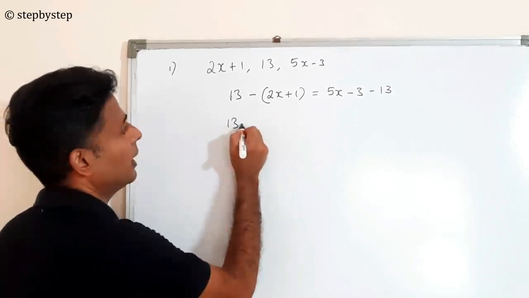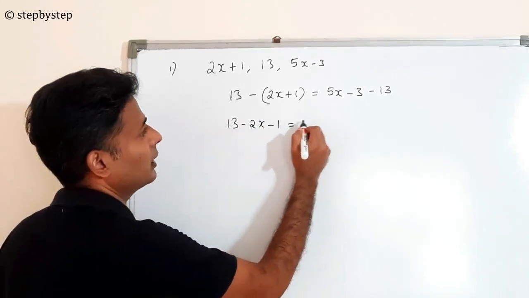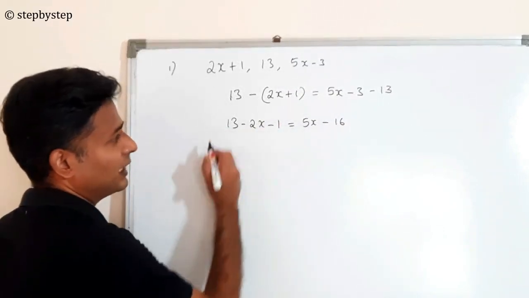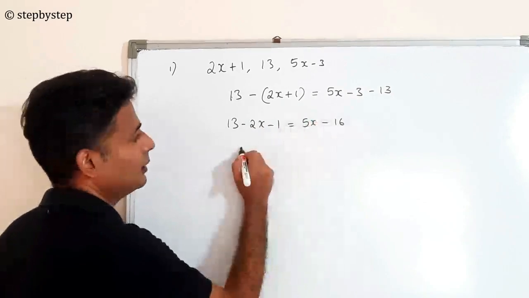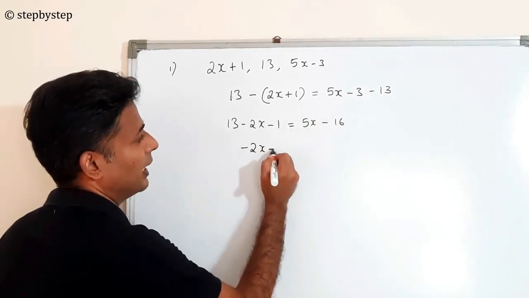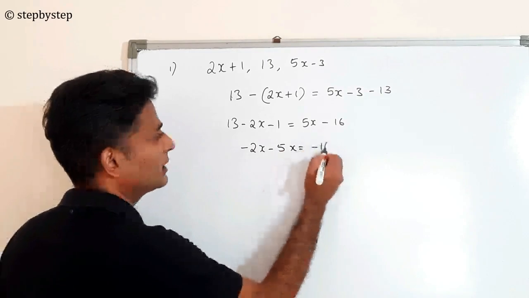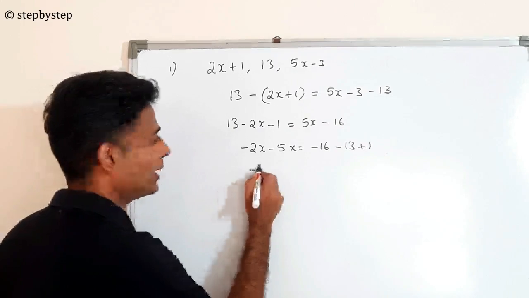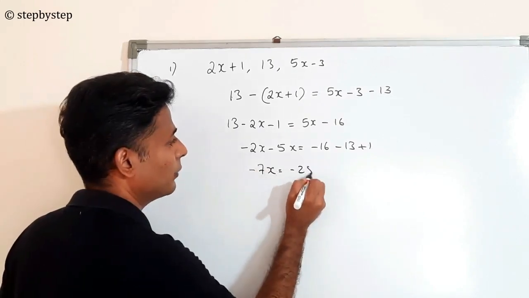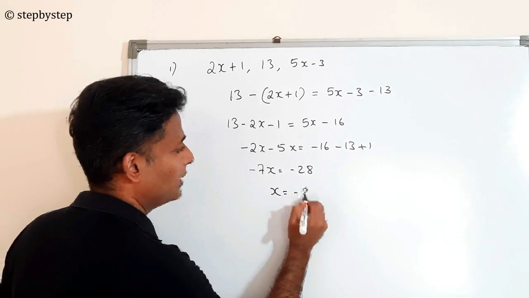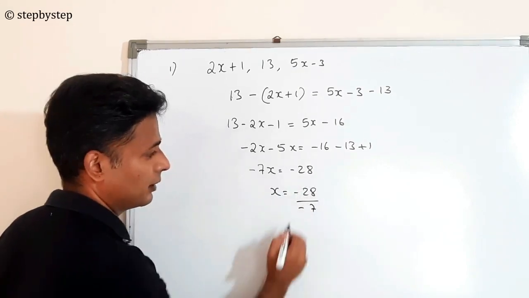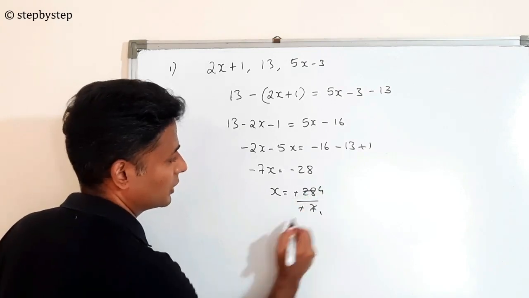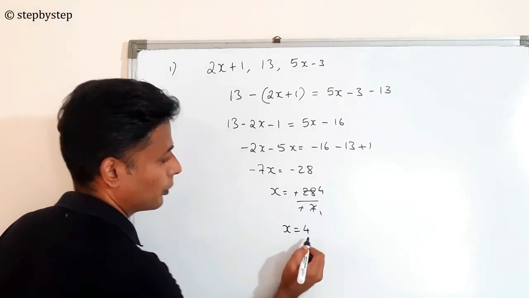So 13 minus (2x plus 1) equal to 5x minus 3 minus 13. I will transpose x terms on one side and the remaining on the other. So I get minus 2x minus 5x equal to minus 16 minus 13 plus 1. So I get minus 7x equal to minus 28. So x equal to minus 28 by minus 7. Negative signs cancel, 7 fours are 28. So the value of x is 4.